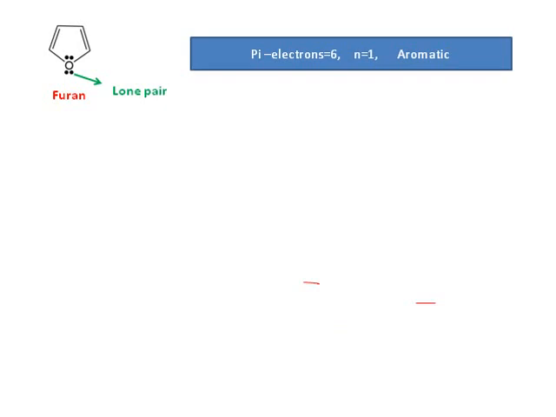2 pi bonds, that means 4 pi electrons, and 1 lone pair is used in resonance, so 6 pi electrons. So that is why n equal to 1 according to Huckel theory. So the molecule is aromatic. Though 2 lone pairs are present in furan, 1 lone pair will not be used.